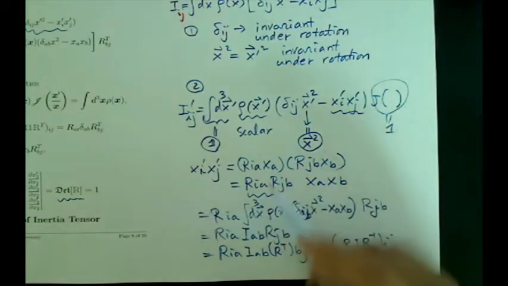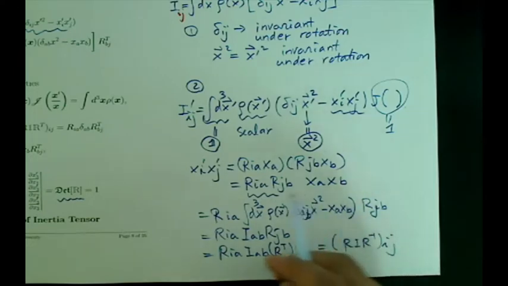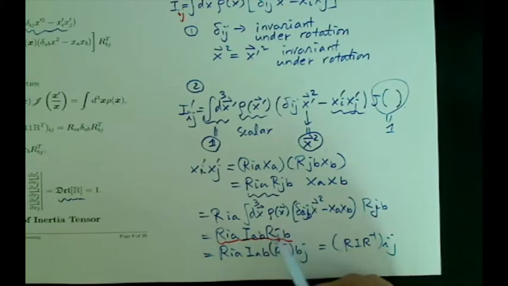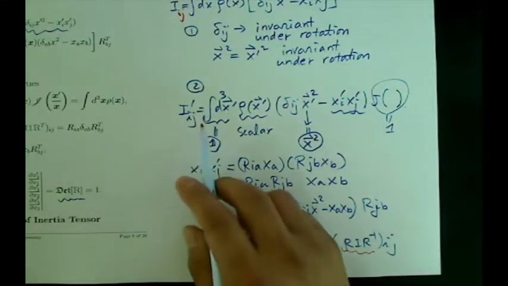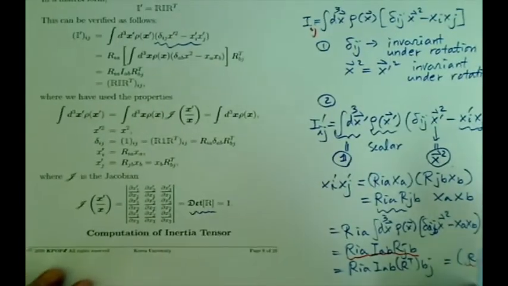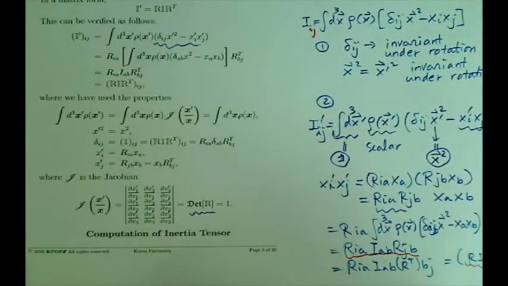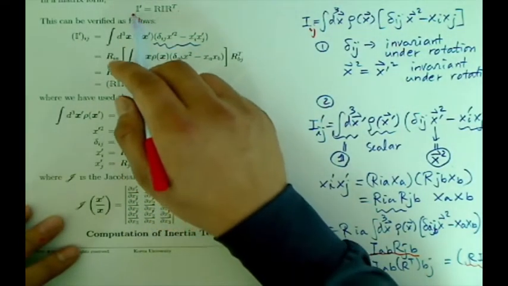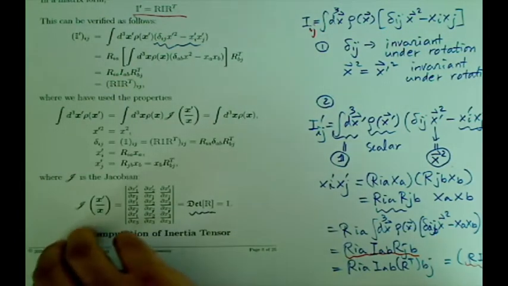That means this is the original inertia tensor, AB component, and this one in here can be rewritten in terms of the transpose matrix. Then the final result will be like that. For every component i and j, we find this relation. That means the inertia tensor, as a rank-2 Cartesian tensor, transforms like that.